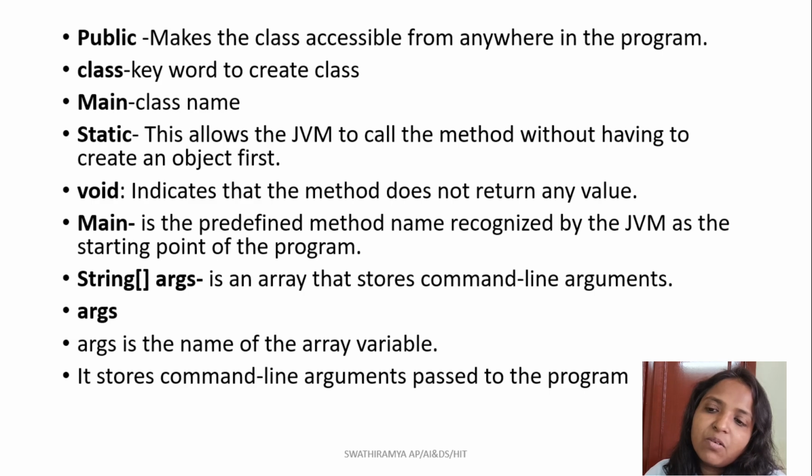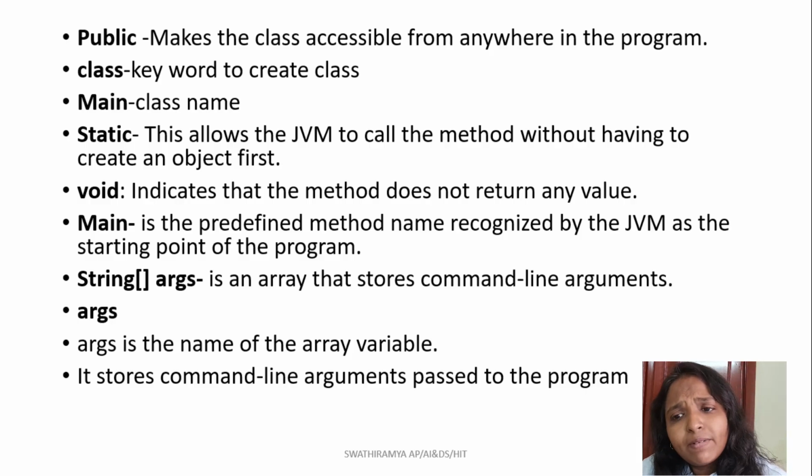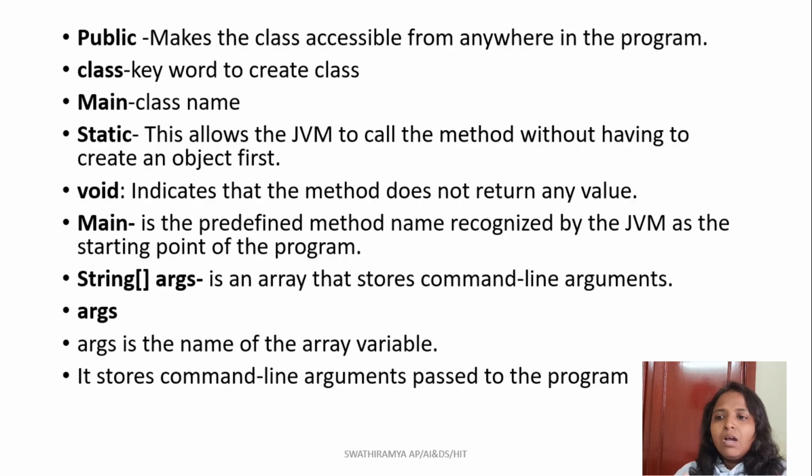Static will allow the JVM, the Java virtual machine, to call the method without having to create the object first. And void indicates the method is not going to return any values. The main is a predefined method name recognized by the JVM as the starting point of the program. You should have the main function in Java, so we have to give the main function for that. And the String args, as I told, is an array which helps us to store the command line arguments.